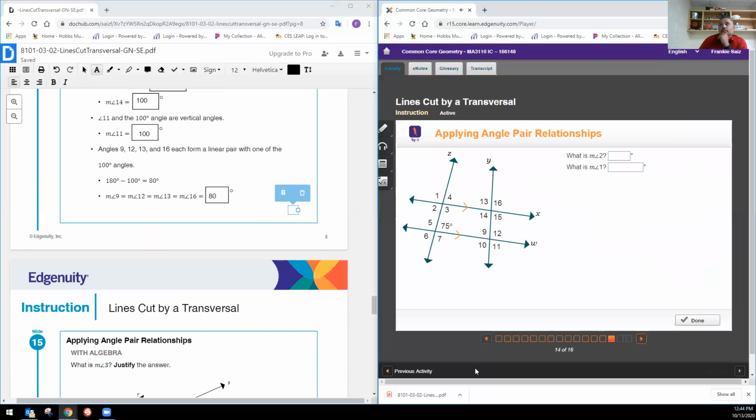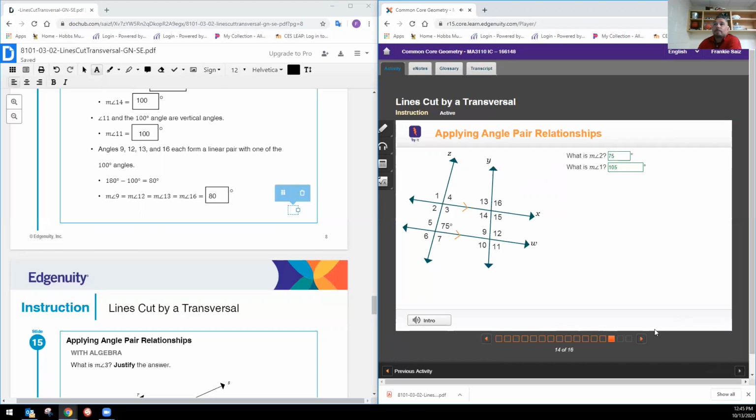Determine the measures of the two angles. Measure 2. Okay, so that's going to be equal to 4. 4 and this one are the same, so I'm going to say that this is 8, right? Okay, so 2 and 4, so the measurement of 2 has to be 75. The measurement of angle 1 is going to be a supplementary angle to 75. From 75 to 180, the difference is 105 degrees. So that should be that.